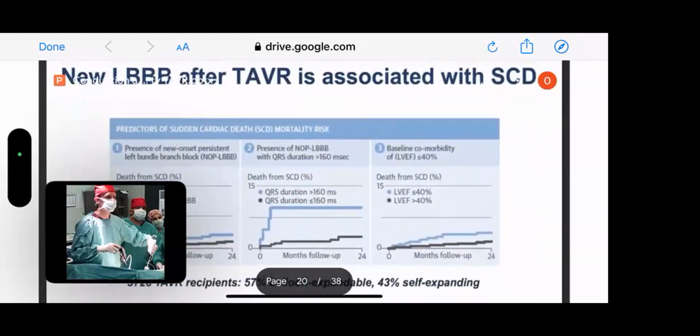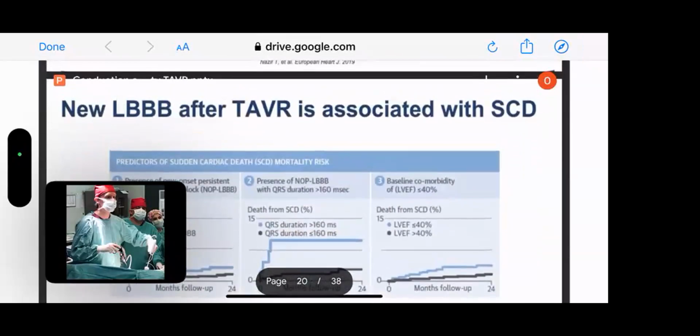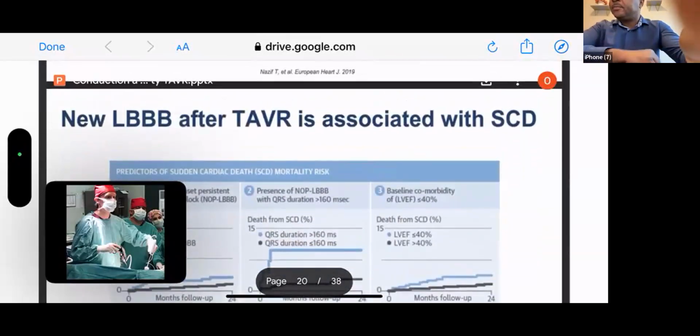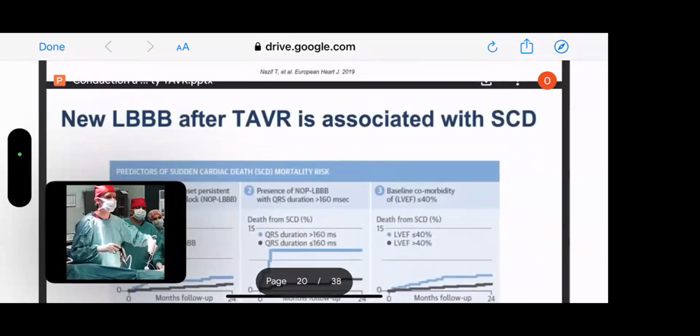Obiora, go ahead. Sorry to disturb. There's a question in the chat group that says, thank you for the great presentation, but any reason why the incidence of pacemaker is higher with the self-expanding valve as compared to the balloon expandable, since one of the risk factors for heart block is pre and post dilatation?